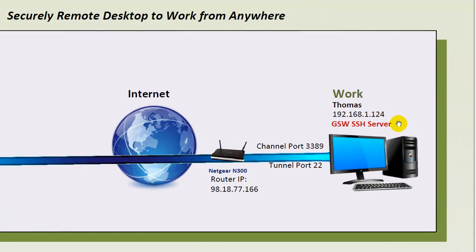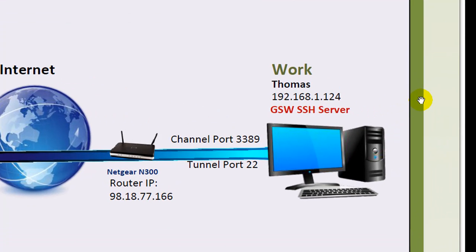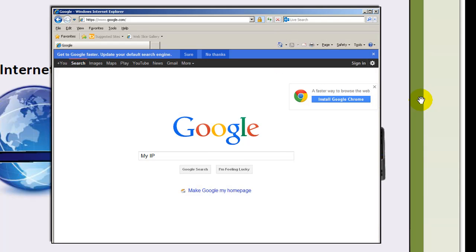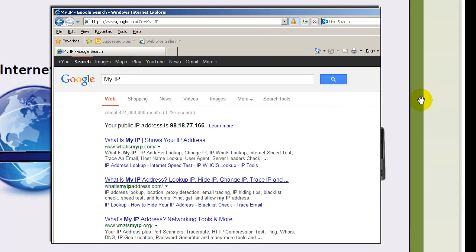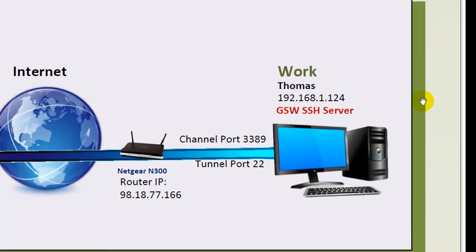So let's get down to business. You will need to know the IP address of the SSH server. If you don't know the IP address, you can just Google "my IP" from the computer with the SSH server and your public IP address will be displayed.